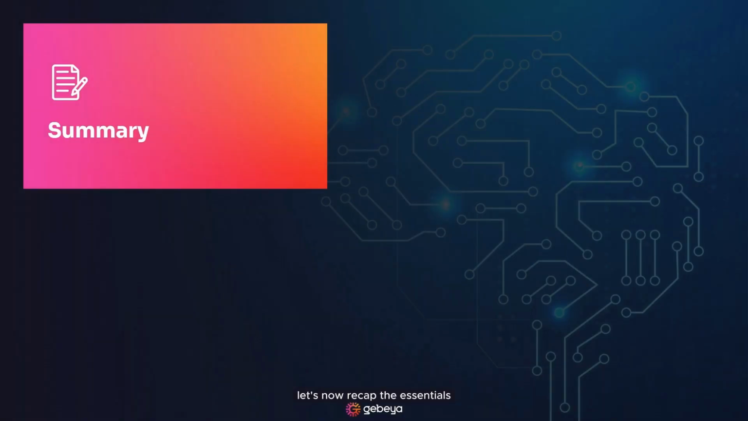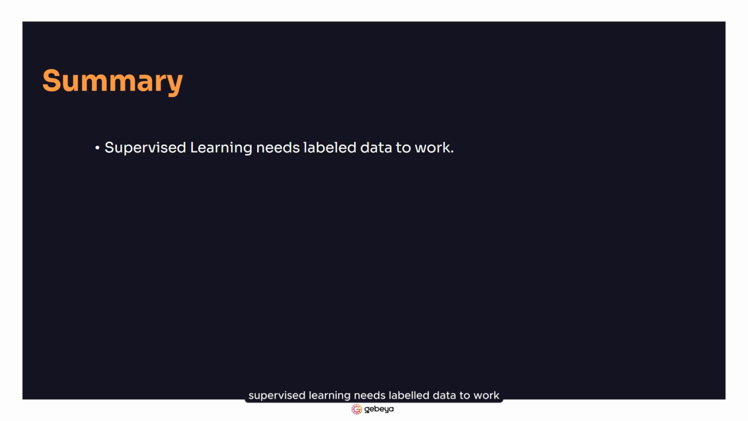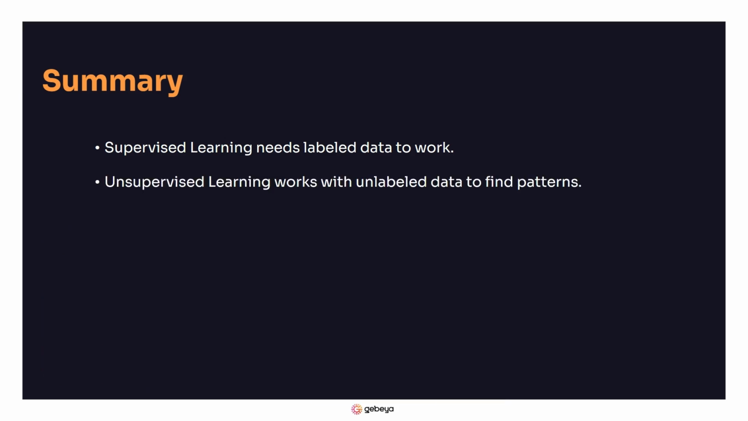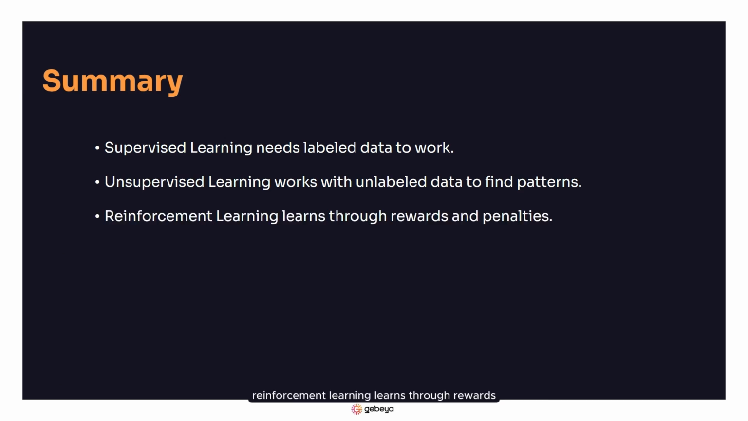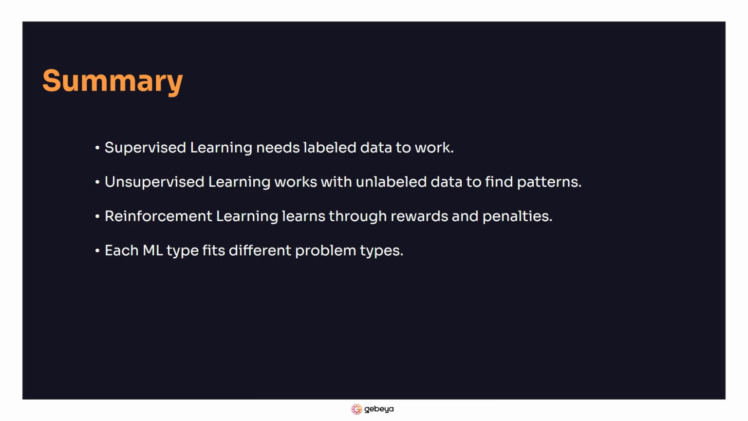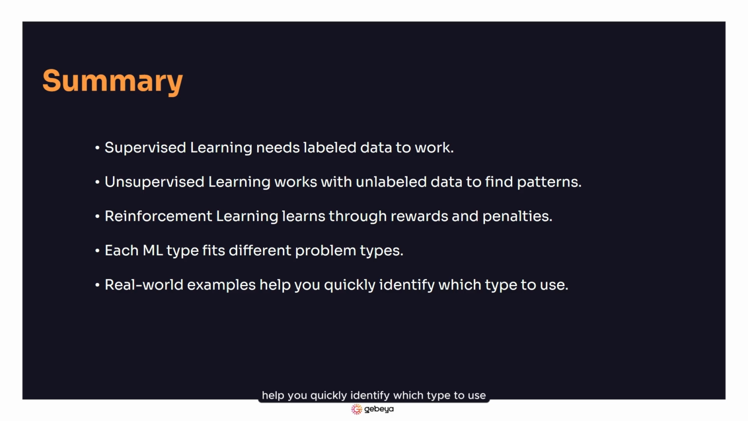Let's now recap the essentials. Supervised learning needs labeled data to work. Unsupervised learning works with unlabeled data to find patterns. Reinforcement learning learns through rewards and penalties. Each ML type hits different problem types. Real-world examples help you quickly identify which type to use.